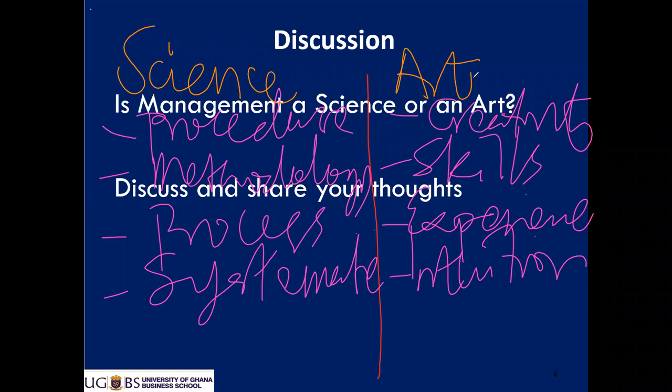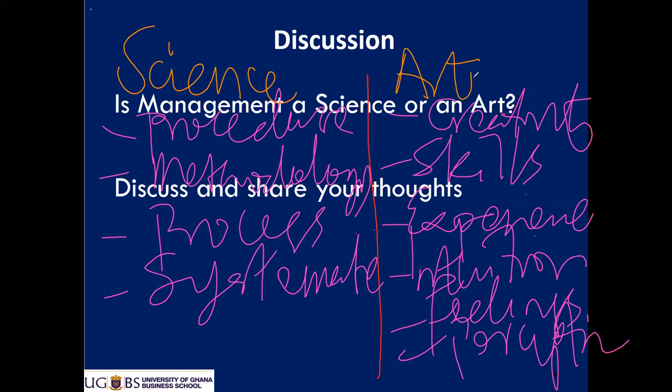Now, managers don't only take decisions based on science, based on data. Sometimes managers take decisions based on feelings, based on perceptions, based on their own opinion, their own experiences. Let me give you an example. So let's say that in the organization, 3 years ago, in the month of June, you were able to sell about 10,000 pieces of mobile phones.